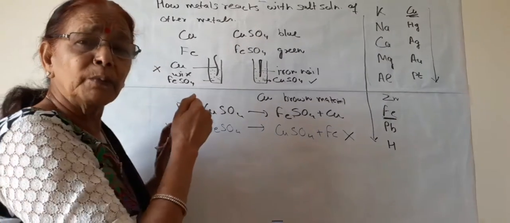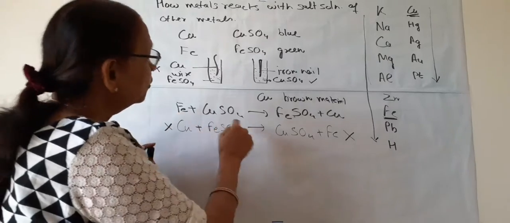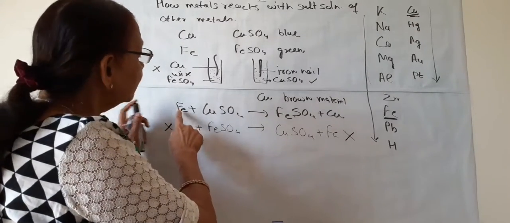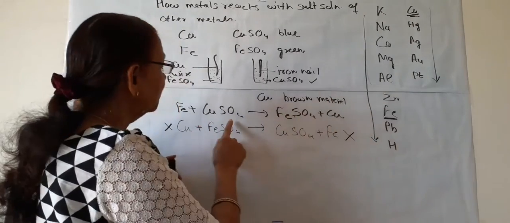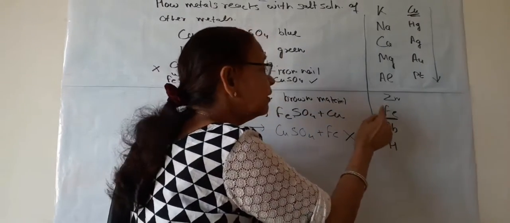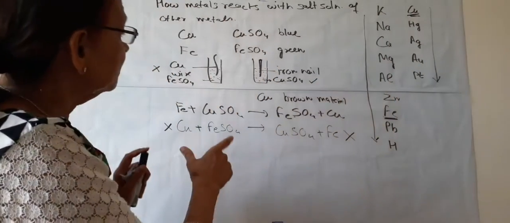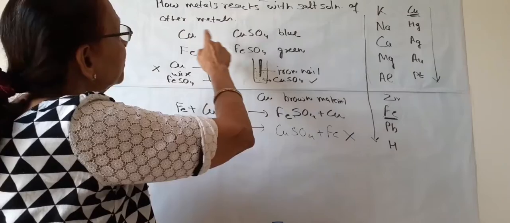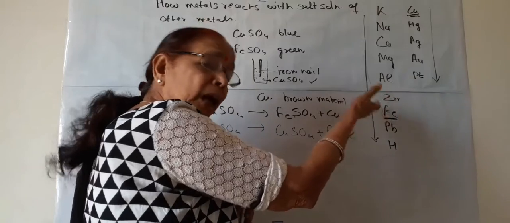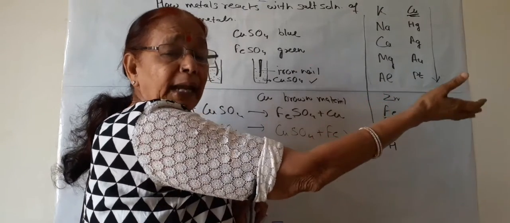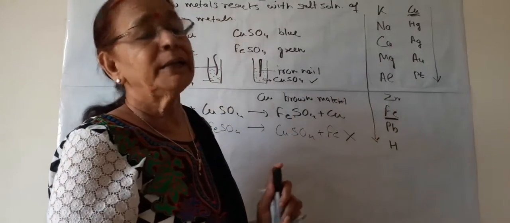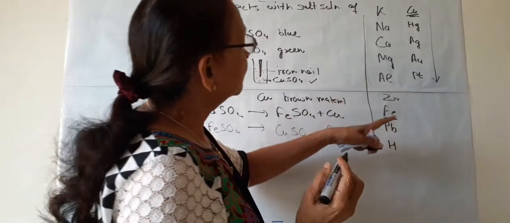It is saying, I am stronger than you, so you go away from your solution and I will take your place. This iron pushes this copper away from its solution and takes its place, as it is more reactive. It is stronger than copper. So this is how metals react with salt solutions of other metals. In the reactivity series, if they are above the metal, they will replace that metal from its solution, and if it is below the metal, it cannot replace. If you want, we can take some other example.